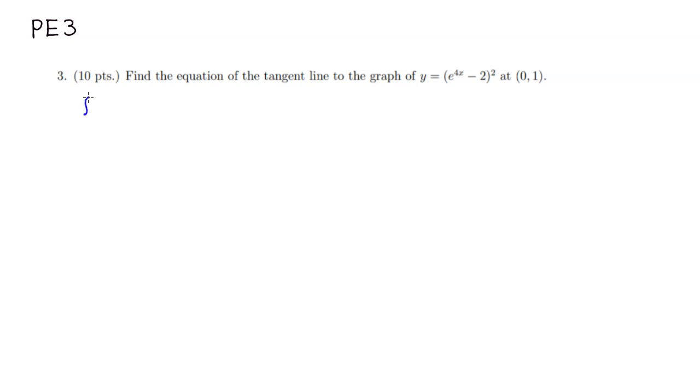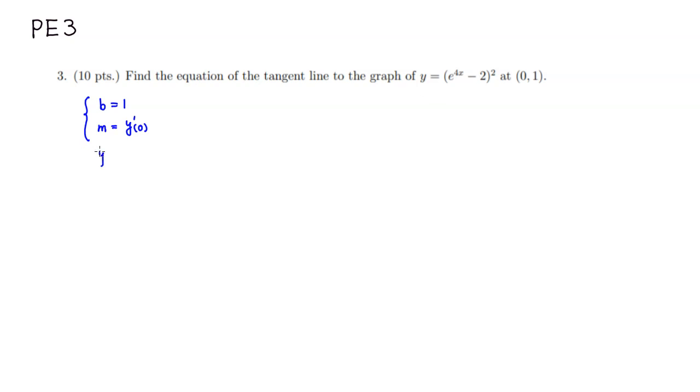First, we're going to try to find the intercept, the b, which is going to be equal to 1, because when x equals 0, y equals 1. So that is the y-intercept. Then we want to find the slope m. m can be found by simply finding the derivative of the function and plugging in the x value, the x coordinate of the point of tangency. In this case, x is 0.